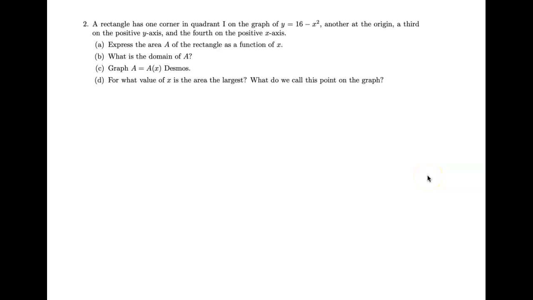Hello everybody, let's look at number 2. We have a rectangle that has one corner in quadrant 1 on the graph of y equals 16 minus x squared, another at the origin, a third on the positive y-axis, and a fourth on the positive x-axis.